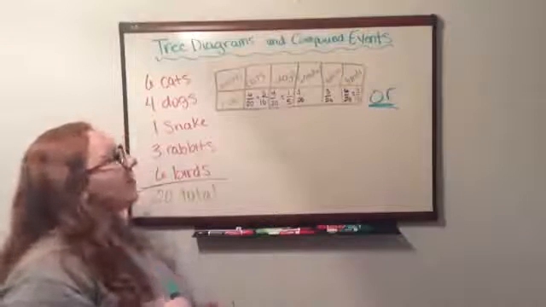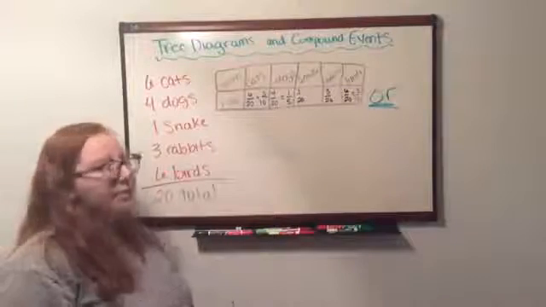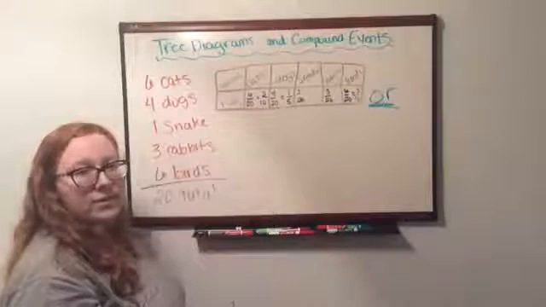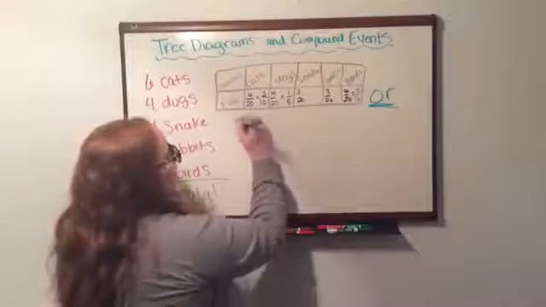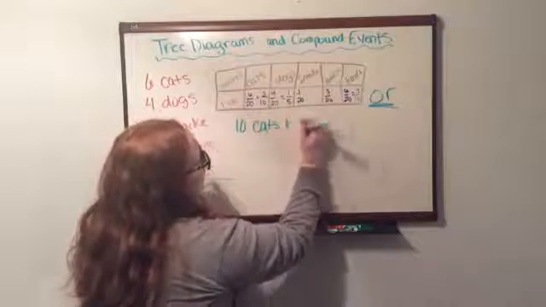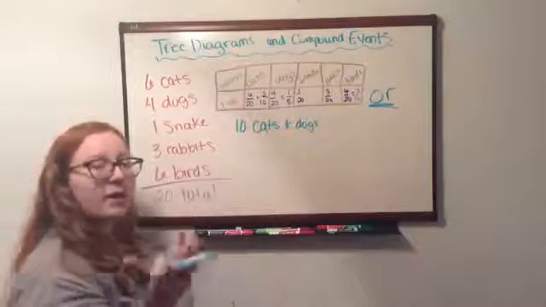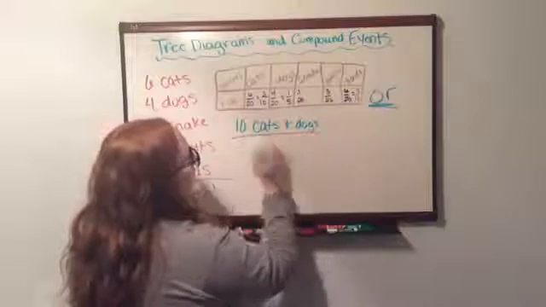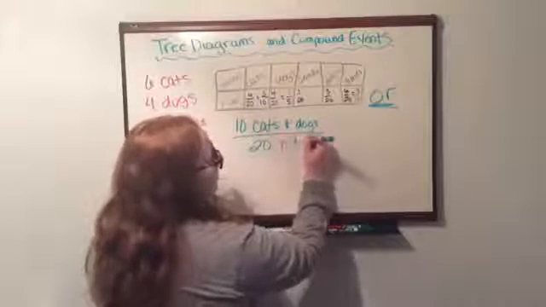Let's say that they're coming in and they're either getting a cat or a dog. Well, how many cats do we have? We have 6 cats. And how many dogs do we have? Well, we have 4 dogs. So how many cats and dogs do they have? Add them up. You have 10 cats and dogs. Well, out of how many possible animals? It was 20. 20 possible, or 20 total.